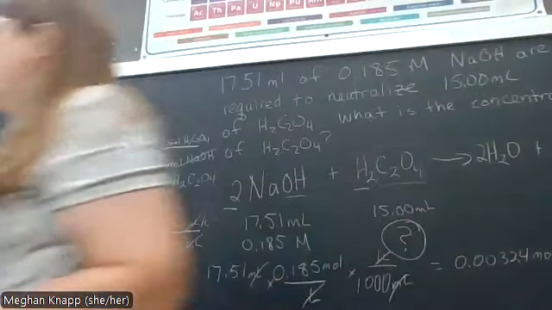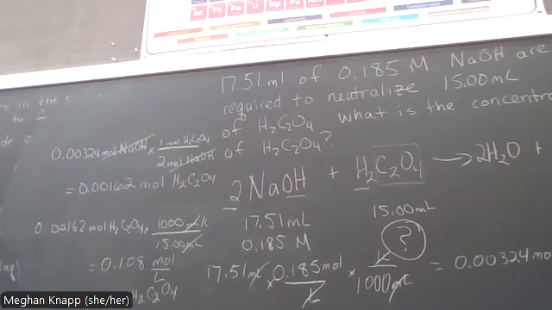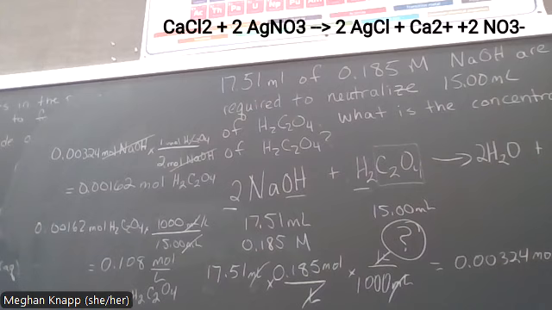All right, so we're going to try another one. We're going to use our calcium and silver equation from the pool. So I'm going to rewrite it. CaCl2 plus 2AgNO3 gives me, I think that was, 2AgCl plus Ca2+ plus NO3 minus.